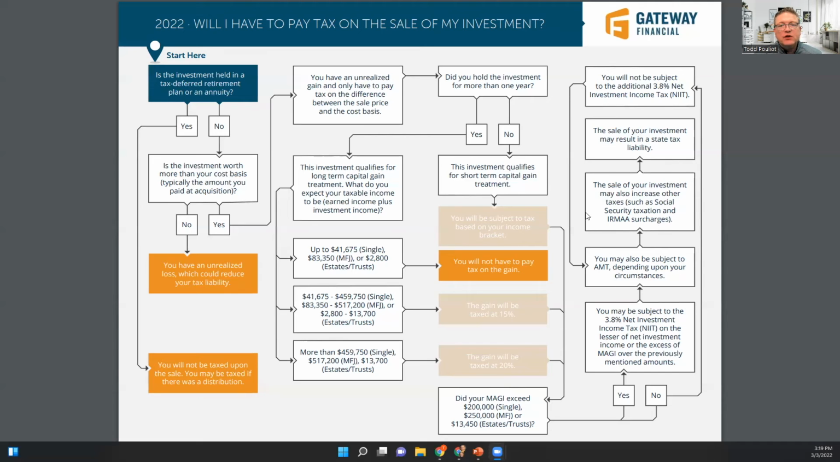Also, make sure that you understand the sale of your investment may also increase other incomes such as Social Security taxation. And I will tell you, we talk about this a lot, IRMAA surcharges. A lot of clients are very concerned. I want to stay in that lowest IRMAA tax bracket so I don't have my monthly Medicare premiums increase based on those.